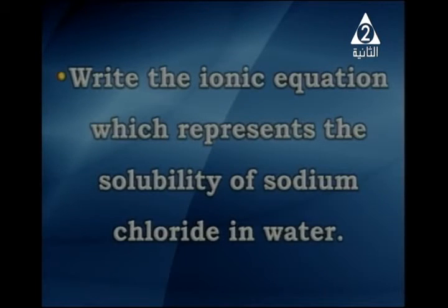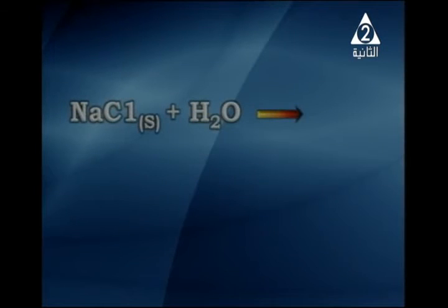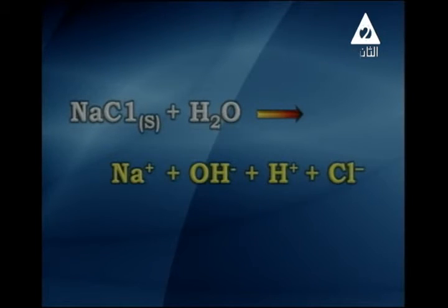Next type of question, my dear student. Write the ionic equation which represents the solubility of sodium chloride in water. As the equation proceeds, my dear student, when the sodium chloride is dissolved in water, it is ionized into sodium ion and the hydroxide ion and the hydrogen ion and the chloride ion, as the sodium hydroxide and the hydrochloric acid are strong, which are completely ionized in water.